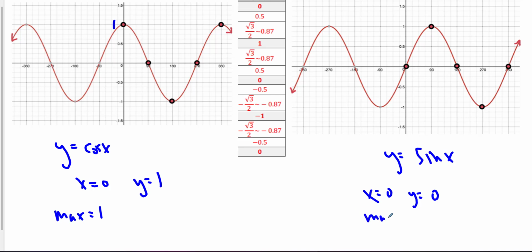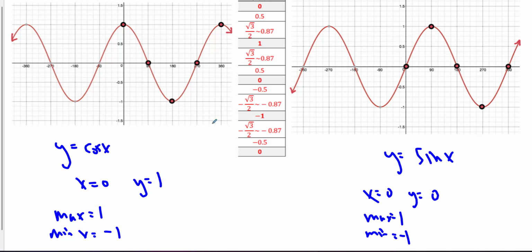What's the maximum point for sine x? It's also 1. What's the minimum point for cos x? If you see, the lowest value is -1. And the minimum point for sine x is also -1. So, very simple similarities. What about the period?